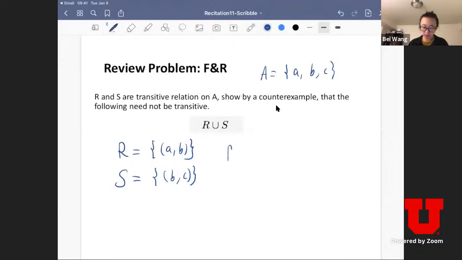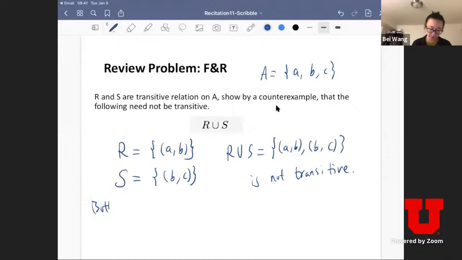But now if I take R union S, we have AB, BC. So now you can see that this is not transitive. So we start with both R and S being transitive, but R union S is not transitive. So here goes your counterexample, okay?